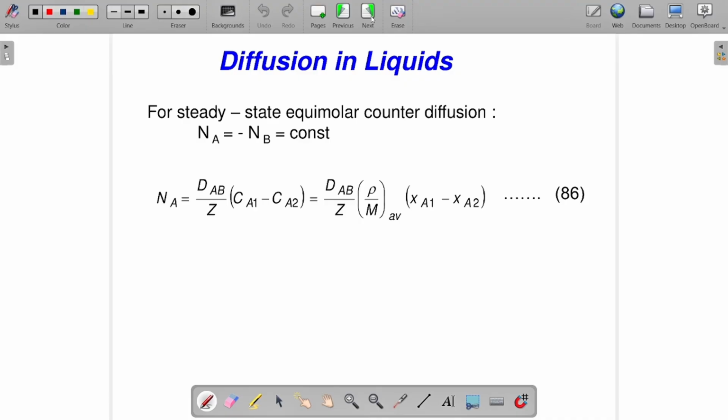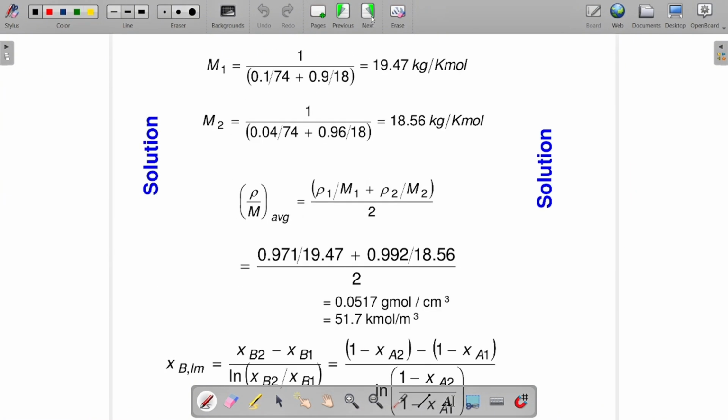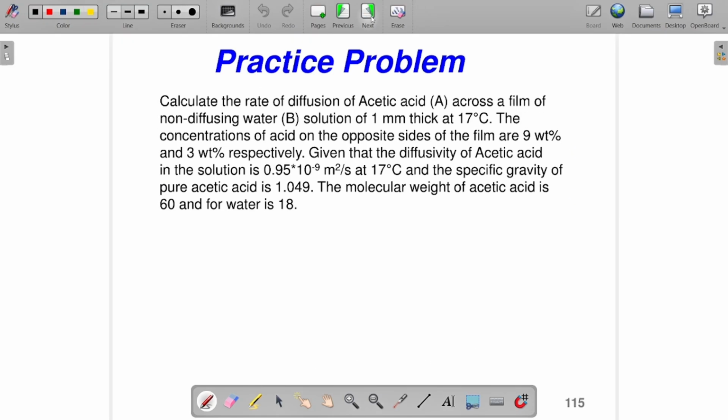And then you have equimolar counter diffusion. We model it the same as doing it for a gas, but it's only the concentration side that changes in that formula.